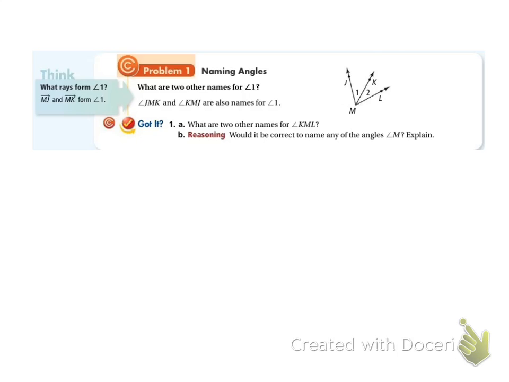Okay, so if we look at our picture, they want to know what are two other names for angle 1. So this angle right in here is angle JMK, or we can reverse the order and it's angle KMJ. Notice how M always has to stay in the middle. Now, what are two other names for angle KML? Well, there's a 2 in the middle, so I can call it angle 2. I could also change the order of the letters, so this could be angle LMK. The M is still in the middle because it's my vertex.